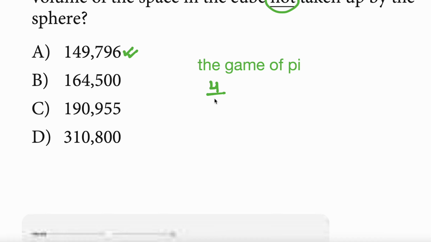Now, why have I written the game of pi? Maybe you are using 4 by 3 pi r cubed, and pi can be 22 by 7, and pi can be 3.14. It may affect your answer, right? So if that is the case, only the last two digits will be a little bit different. Otherwise, your answer would be the same. So if you are getting these two digits a little bit different, that's okay. That is due to pi.